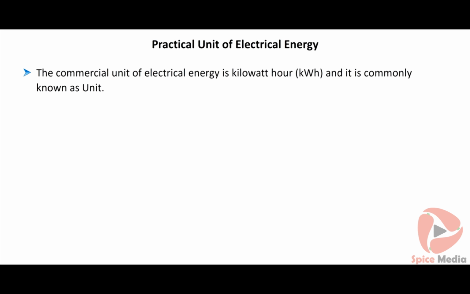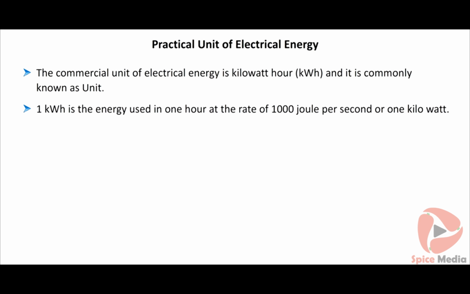The commercial unit of electrical energy is the kilowatt-hour, kWh, and it is commonly known as a unit. 1 kilowatt-hour is the energy used in 1 hour at the rate of 1000 joules per second, or 1 kilowatt. 1 kilowatt-hour is equal to 1 kilowatt into 1 hour, which is equal to 1000 watts into 3600 seconds, which is equal to 36 lakh joules, or 3.6 into 10 to the power of 6 joules.